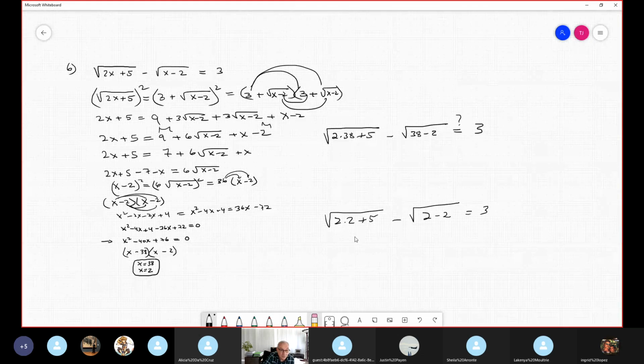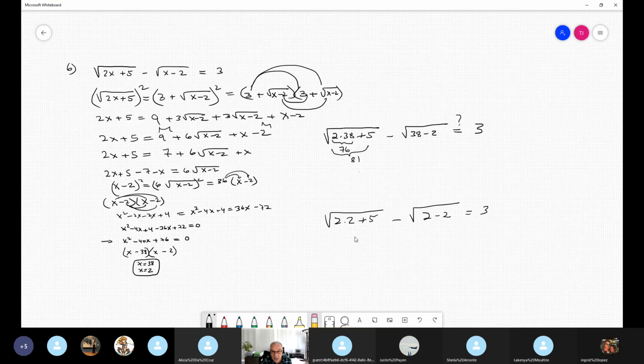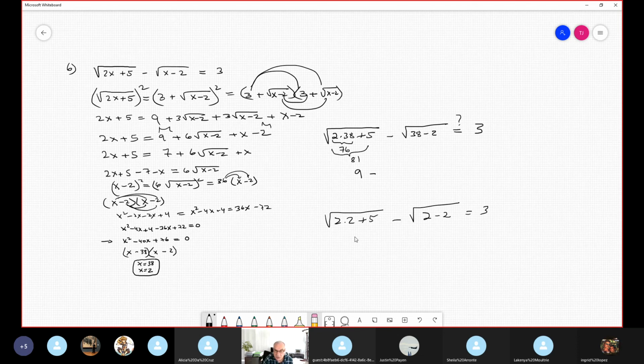38 times 2 is 76, no? This is 76. You remember that. And 76 plus 5 is 81. And the square root of 81 is 9. Minus, this is 38 minus 2 is 36. And the square root of 36 is 6. And 9 minus 6 is 3. Good.